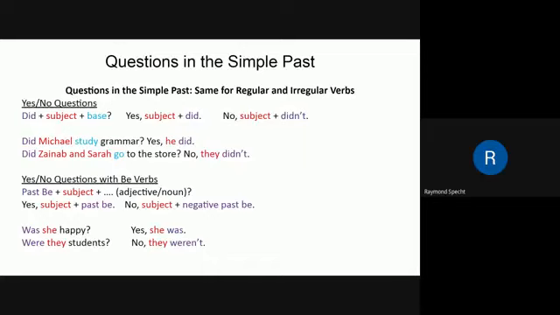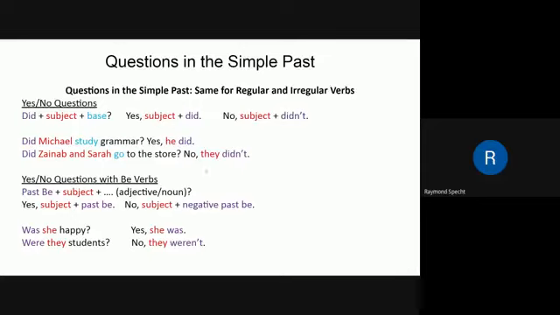All right, let's review the slide here. Questions in the simple past. Questions in the simple past are the same for regular and irregular verbs. Yes or no questions: did plus subject plus the base verb. Yes, subject plus did. No, subject plus didn't. Okay, did Michael study grammar? Yes, he did. Did Zainab and Sarah go to the store? No, they didn't. Why do I have "they" here? Zainab and Sarah.